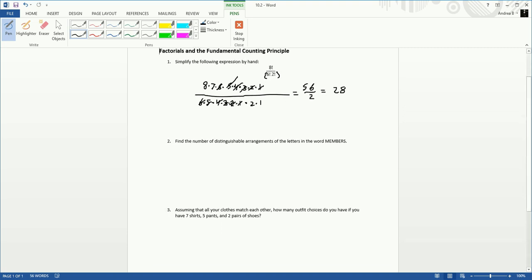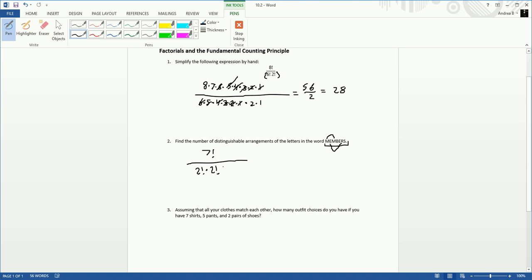For number 2, find the number of distinguishable arrangements of the letters in the word members. So the key thing here, first of all, is count to see how many letters you have all together in whatever word you're trying to arrange the letters of. So in this case, we have 7 letters, so we'd have a 7 factorial in the numerator in the top there. And then you want to count to see how many of each letter you have. So for instance here for the M, there are 2 M's, so we'll have a 2 factorial for that, times, and then the E, looks like we have 2 of those as well, so we'll have a 2 factorial there.